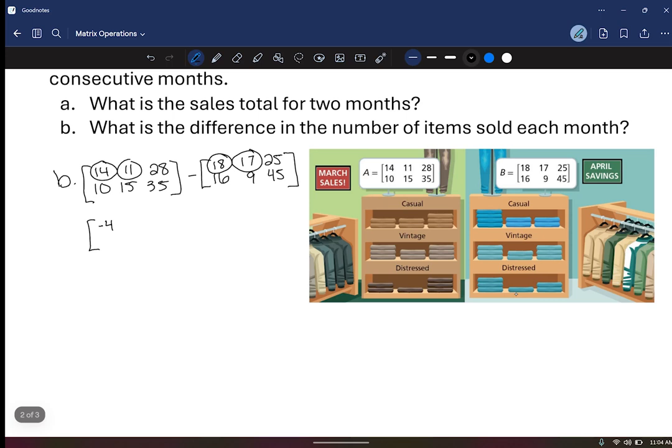11 minus 17, that's negative 6. So 6 more of those were sold in April than in March. 28 minus 25 is 3. So we sold 3 less in April. 10 minus 16 is negative 6. 15 minus 9 is 6. And 35 minus 45 is negative 10.